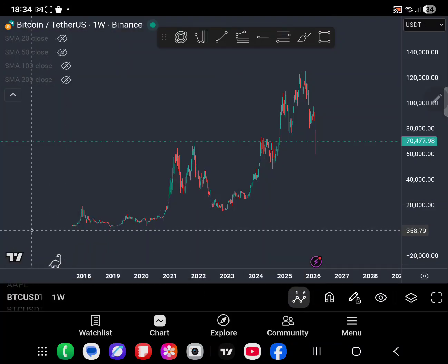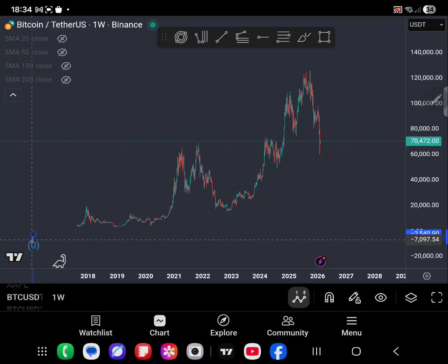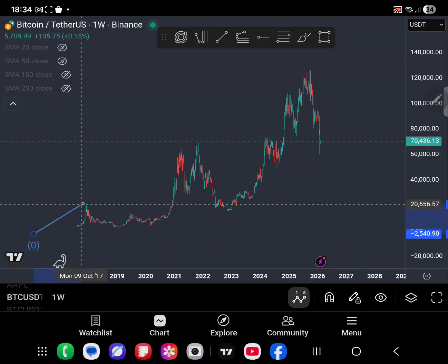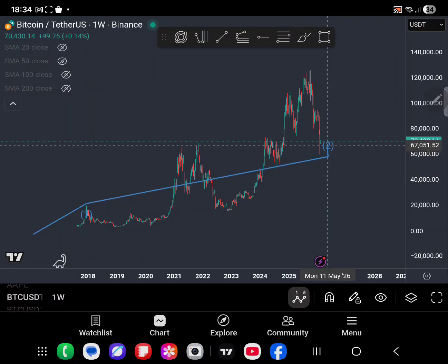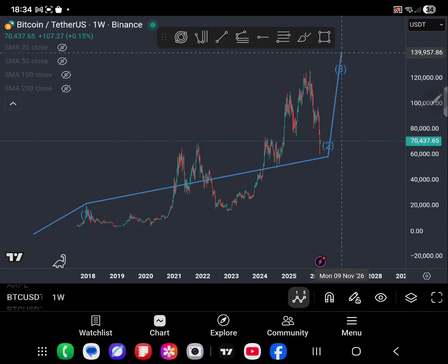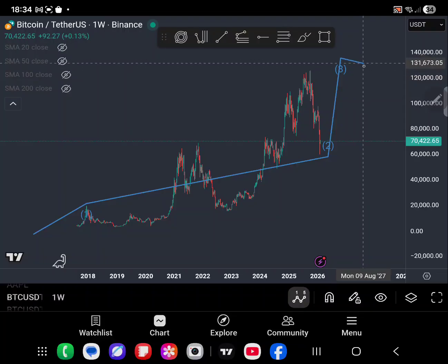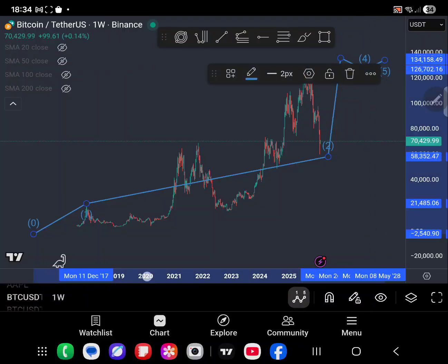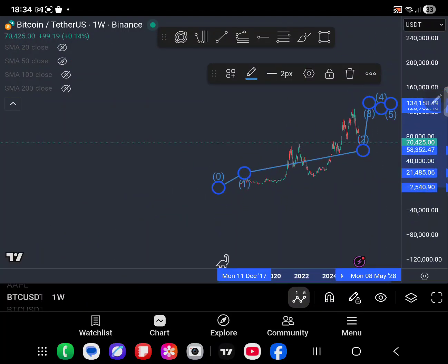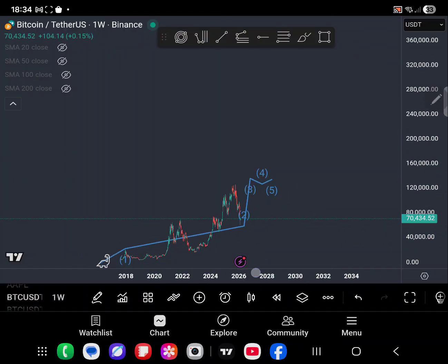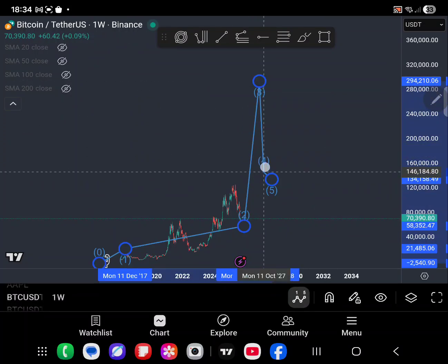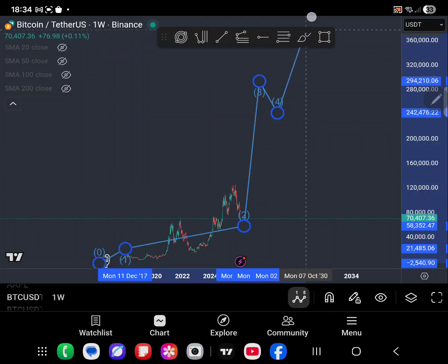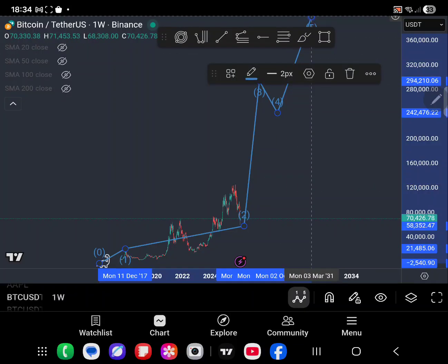I'd say the beginning was ages ago, whenever it started. This is 1, and this is 2, I would say, and 3. Then just put 4 and 5 there. So basically, this is what I think is happening with Bitcoin. It looks really strange, but this is what I believe. I think it's going to be something like this. It's got to go a lot higher.